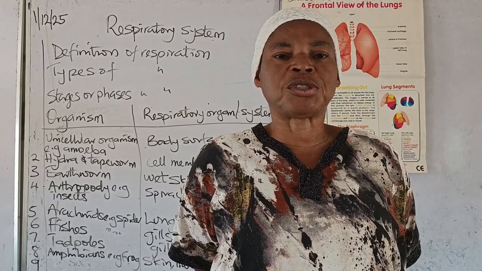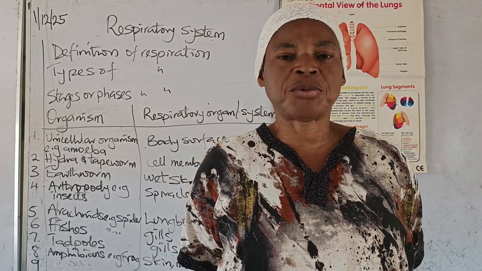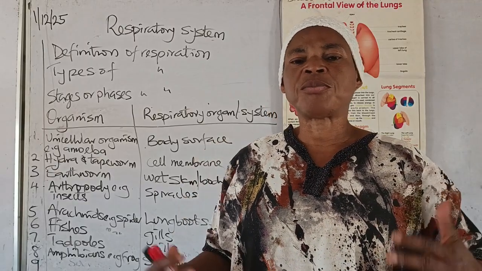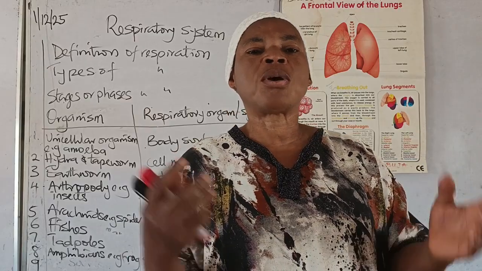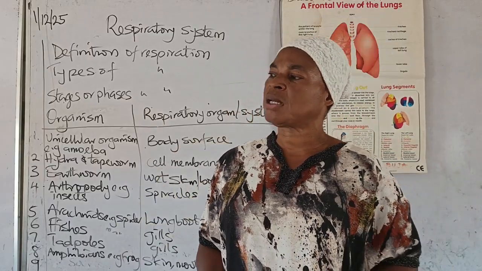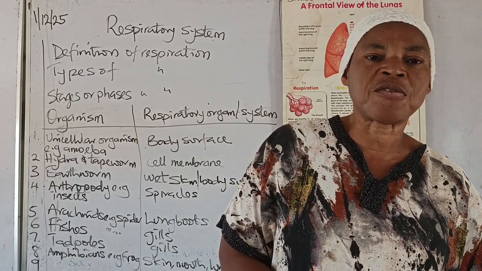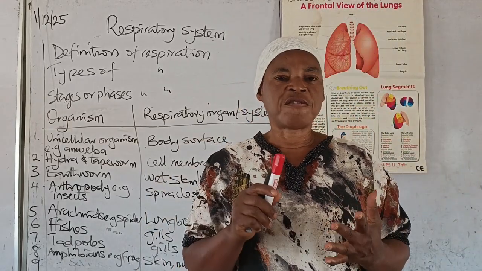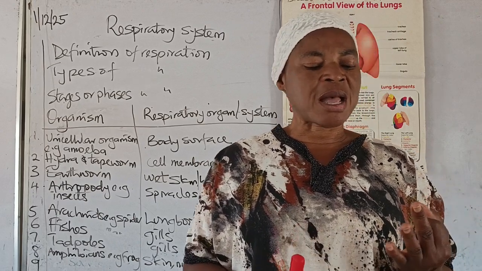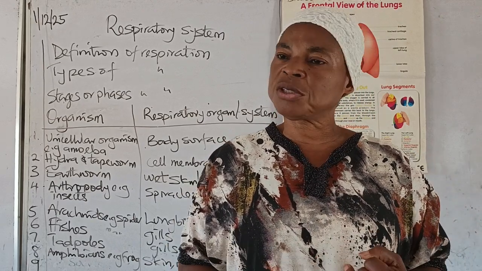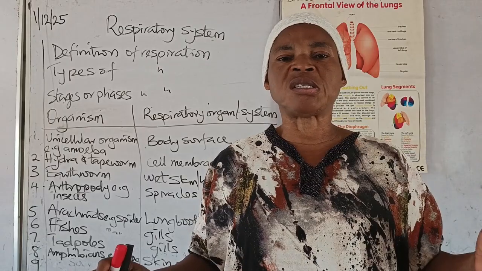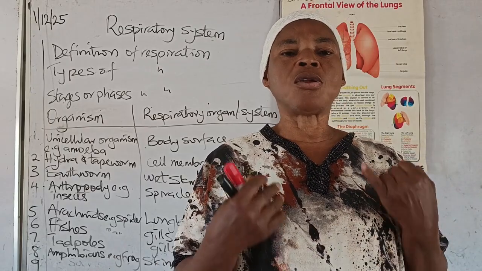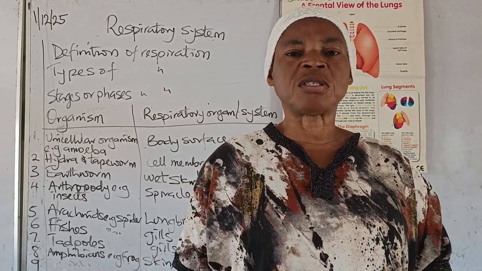We also have conditions necessary for respiration to take place. That means before respiration can take place, what are the conditions that must be satisfied? We have the respiratory surface, the respiratory organ, and ventilation. If there's no respiratory surface, nothing is happening, just like we have the lungs in man and gills in the fishes.